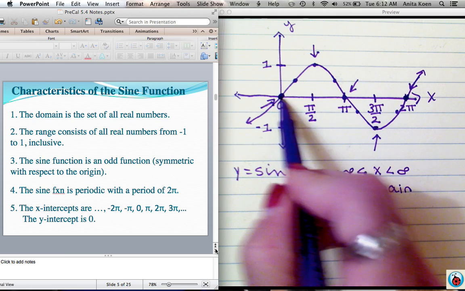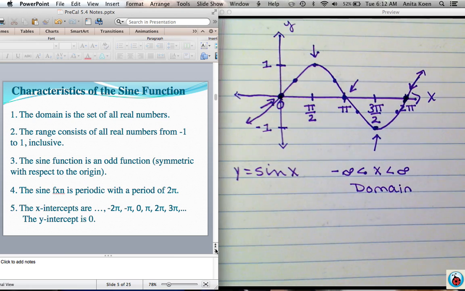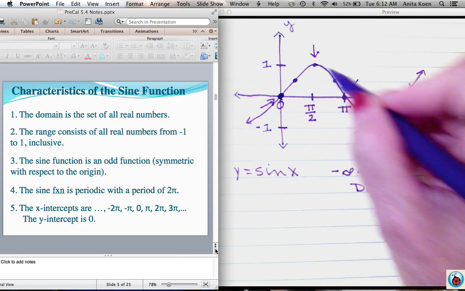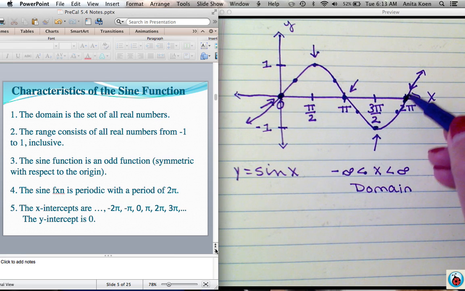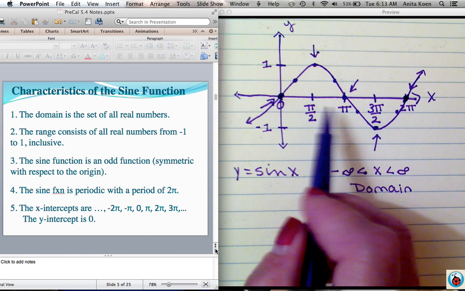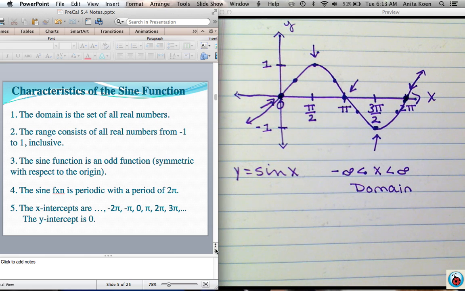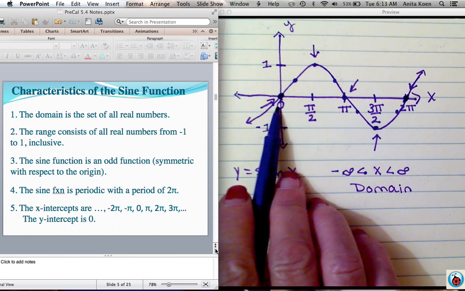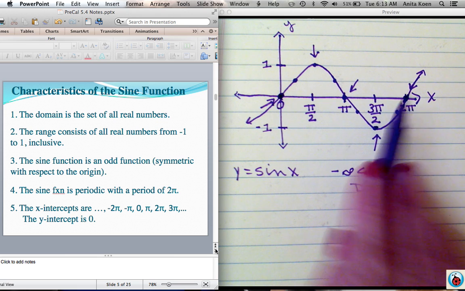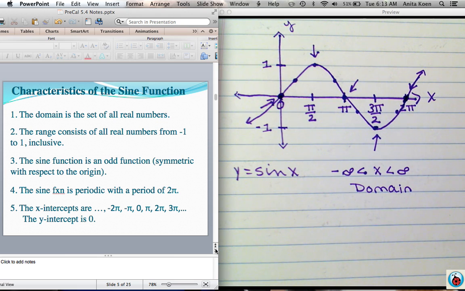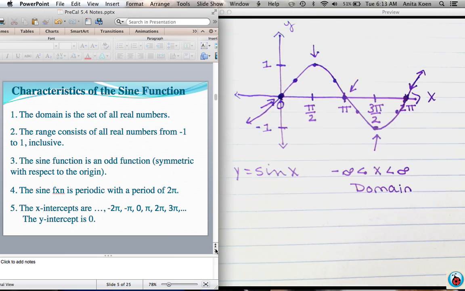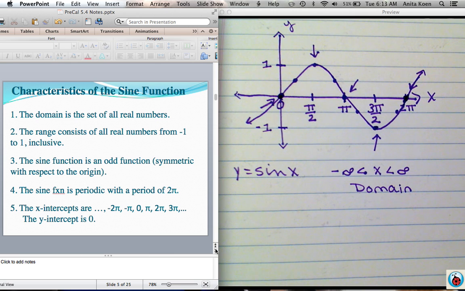Here's the period of 2 pi. It's periodic, which means that after this first period, it's going to continue in that same pattern. And the x-intercepts are at your integral multiples of pi. So negative 2 pi, negative pi, 0, pi, and 2 pi, 3 pi, 4 pi. The y-intercept is at 0. 0, 0 is your y-intercept.